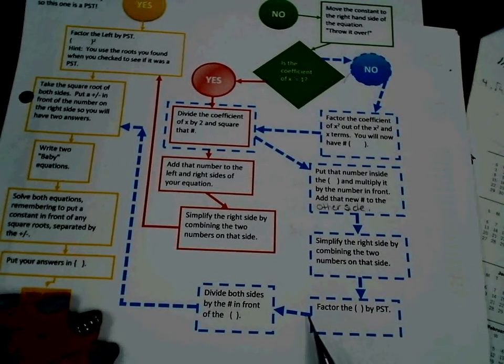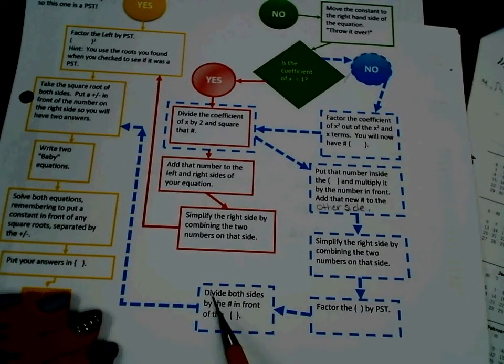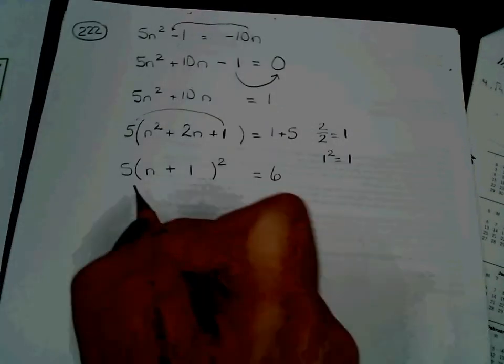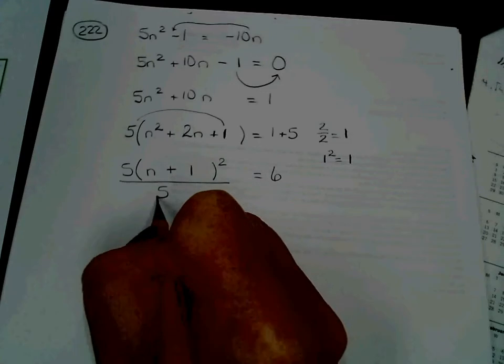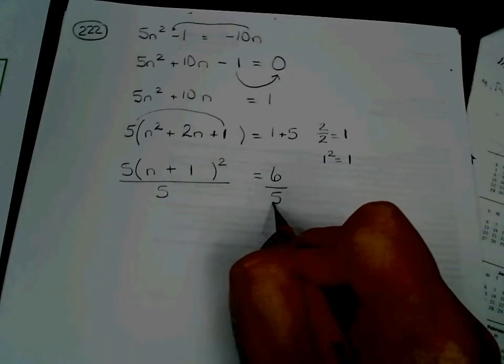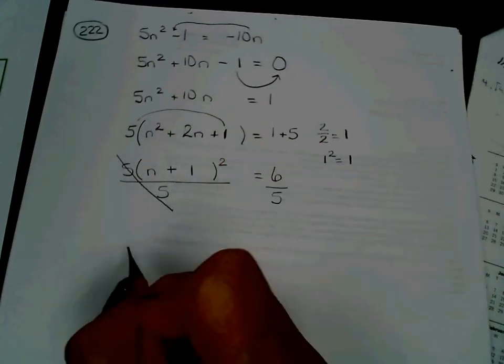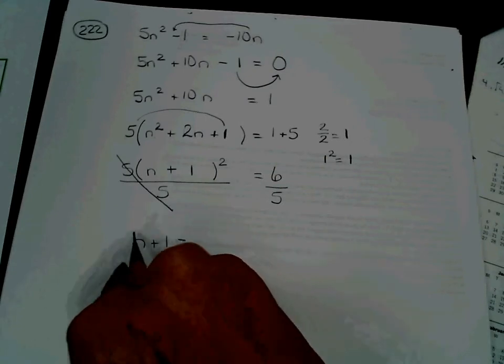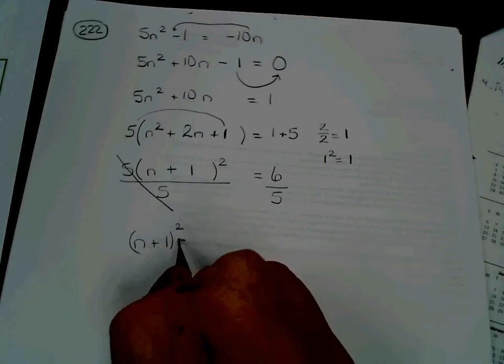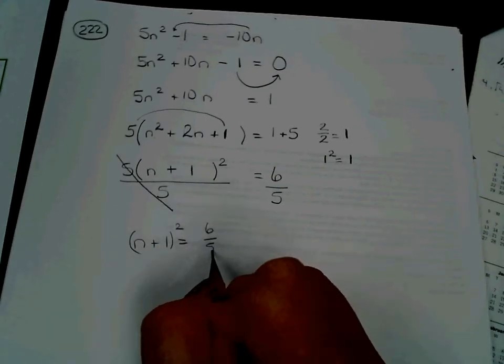I follow the arrow. The next step says divide both sides by the number in front of the parenthesis. Divide this side by 5. Divide this side by 5. And now I have n plus 1 squared equals 6/5.